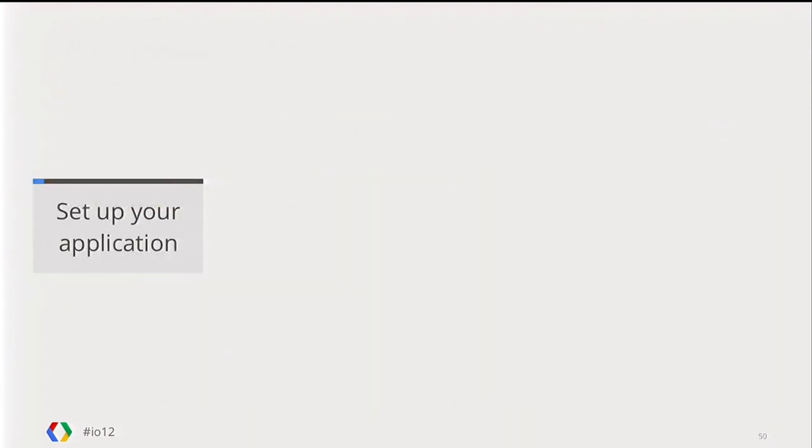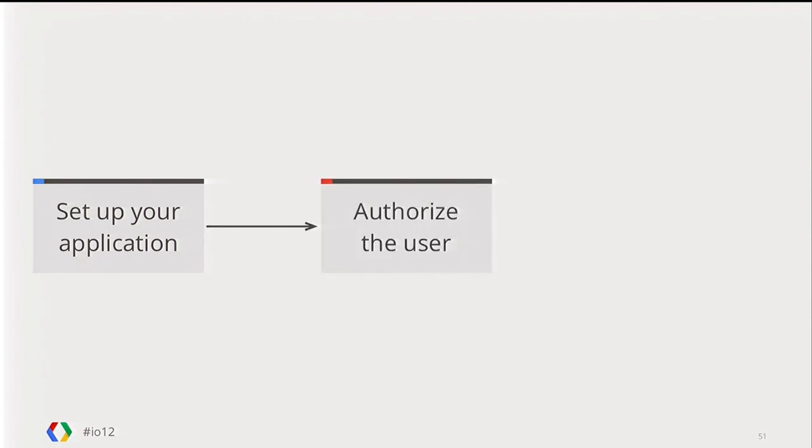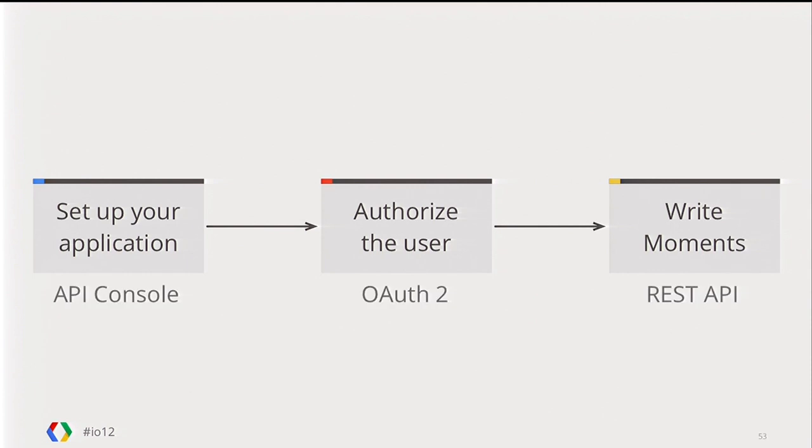And that's it. We've set up our application using the API console. We've authorized the user using OAuth 2. And then we've written moments. And by writing these moments into Google, we also give Google the target URL. Google goes out, finds out about that web page, and renders this moment for the user in a rich way in Google+. And it was using technologies that we're all familiar with, which is pretty cool, right?